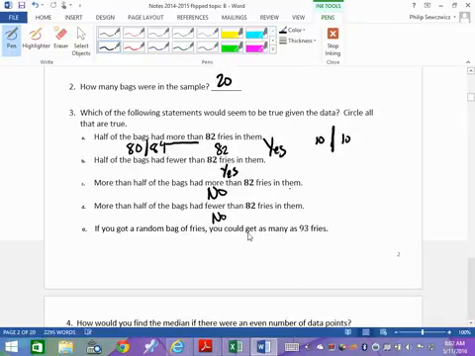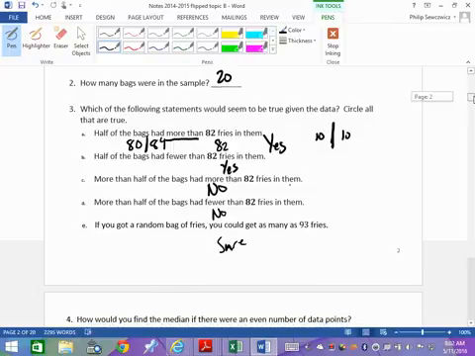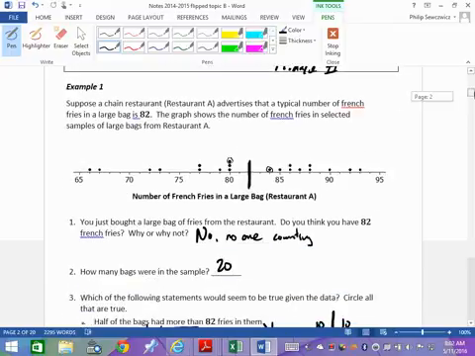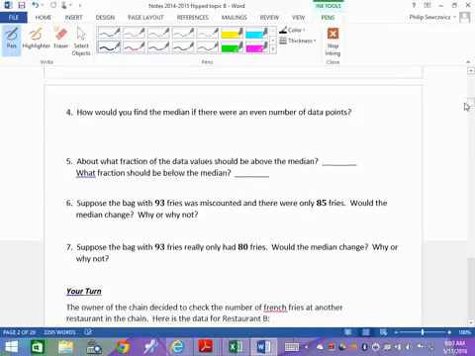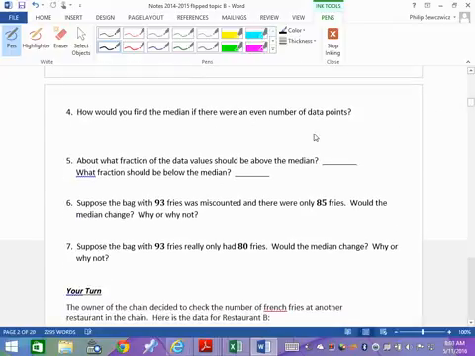So if you got a random bag of fries, you could get as many as 93 fries. Sure, you could. Now, again, we talk about how likely it is to happen, and based off your table, you can see that more than likely you're not, but yeah, it definitely can. How would you find the median if there were an even number of data points?